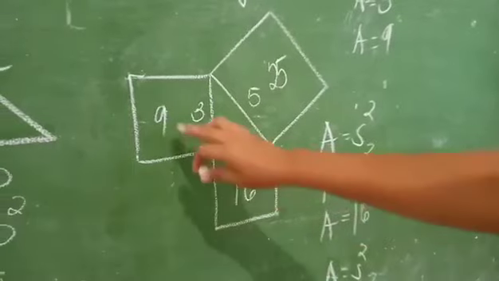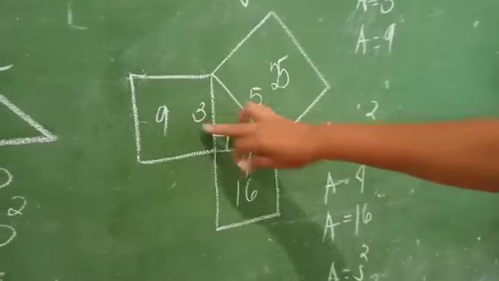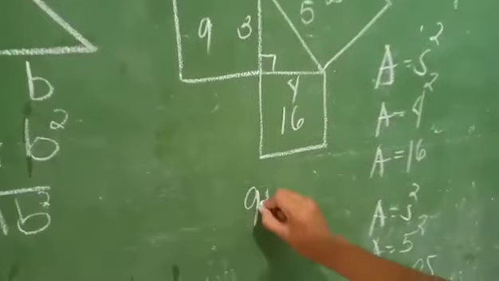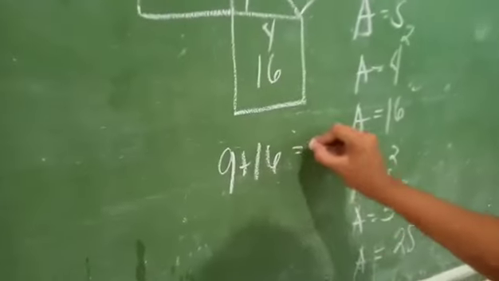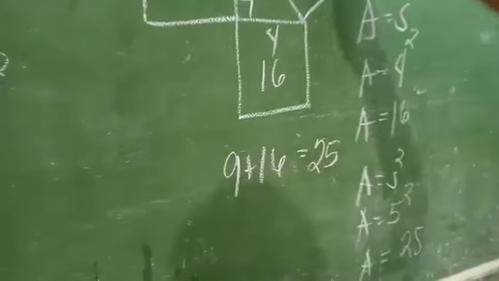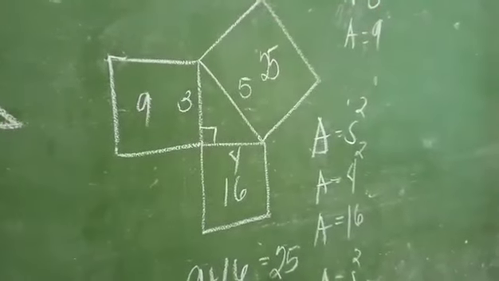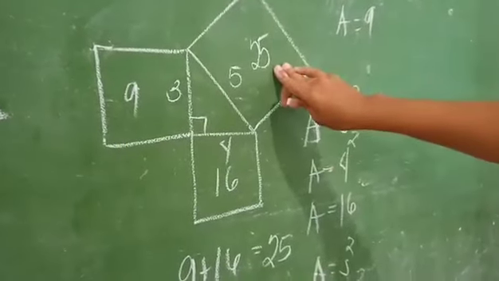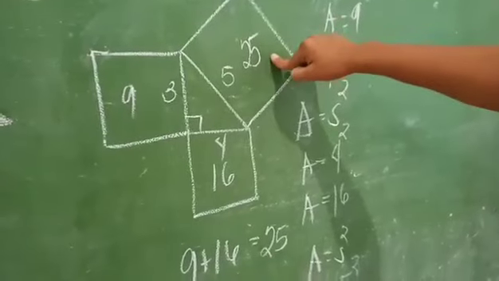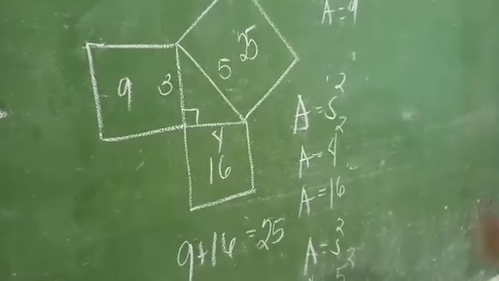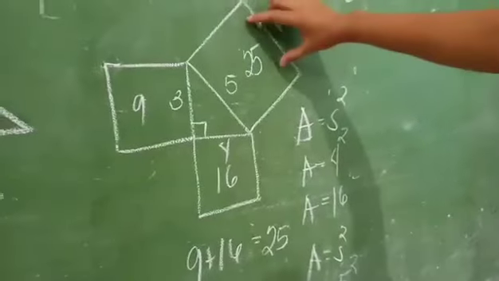So to add the two squares, A and B, 9 plus 16 is equal to 25. This square must have an area of 25. And yes, this square has an area of 25 square units. So this theorem works.